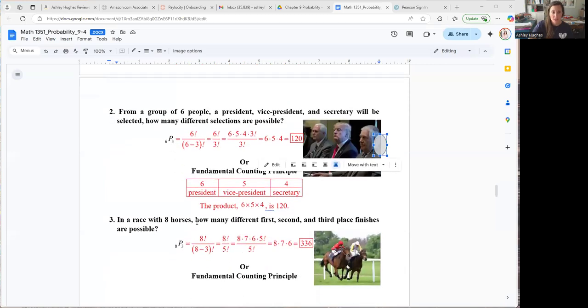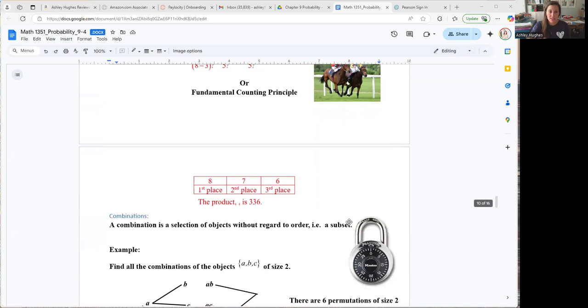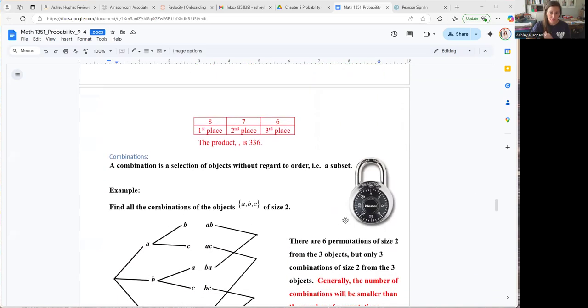8 horses, how many different ways to get first, second, third? So that's a permutation because the order matters. 8 permuted with 3, so we have 8 factorial on top. We have 8 minus 3, which is 5 factorial on the bottom. 8, 7, 6, 5 factorial. The 5 factorials cancel, so we get 8 times 7 times 6. And that is our answer.